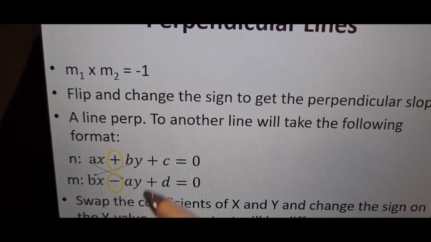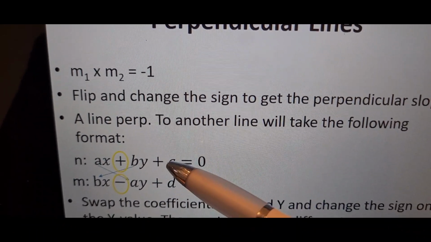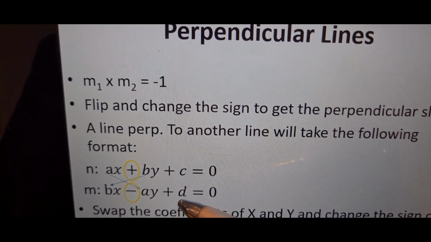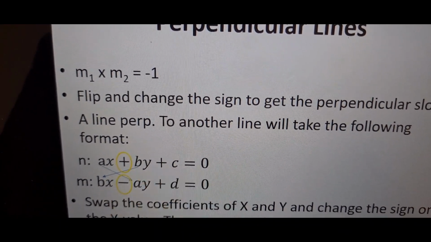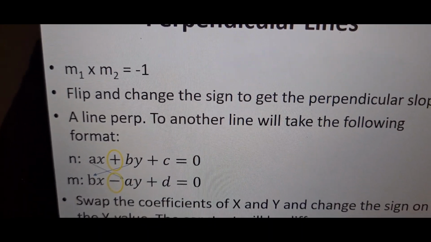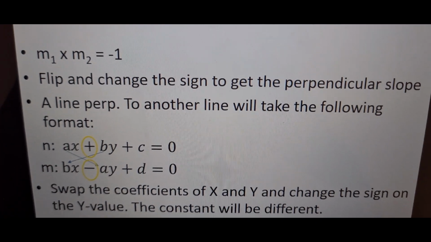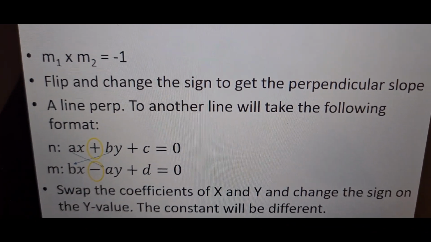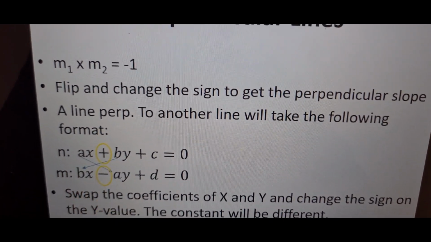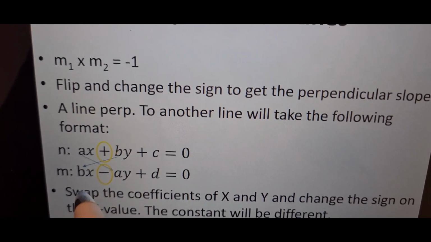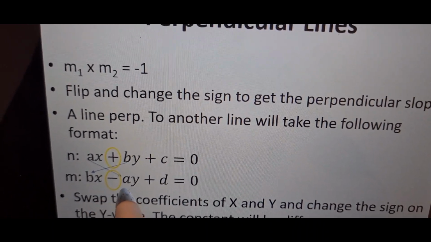And the last thing, the two constants will be different as well. So if that was a +3, that one could be a -6. The constants will be different. So that's how you write down the format of any line that's perpendicular to another line. If you have the equation of one of the lines and you're told to get the equation of another line that will be perpendicular to it, you just swap the x and y coefficients, change the sign in front of the y coefficient, whichever it was.